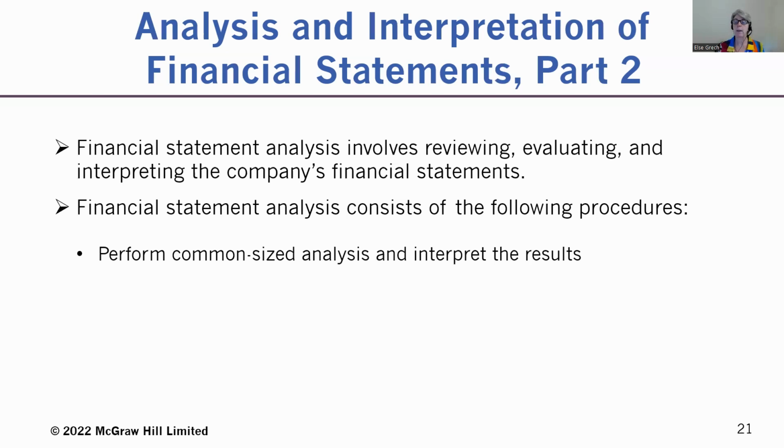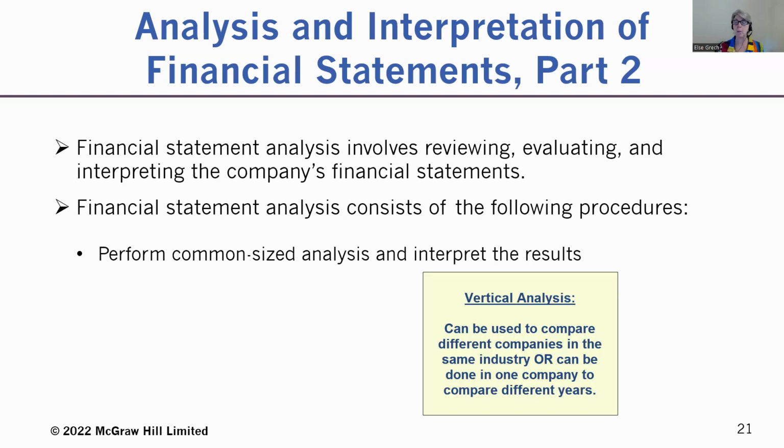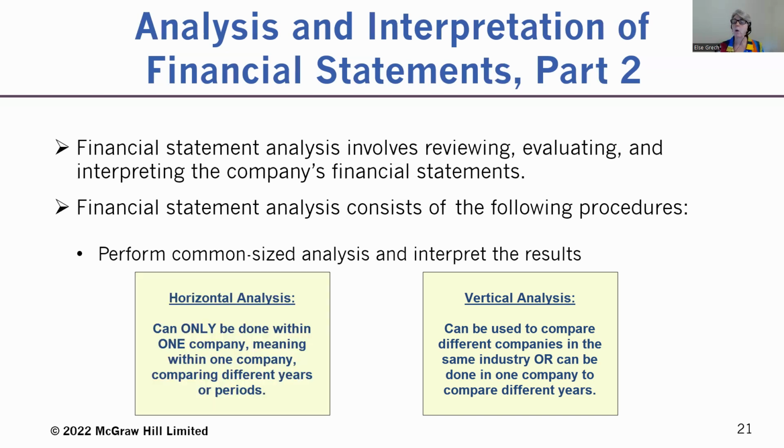So keep in mind that vertical analysis can be compared between corporations. So we can do a vertical analysis on one corporation and on a different corporation, and we can compare the percentages as long as they're in the same industry. Horizontal analysis can only be done within the same company. So we'll take 5 years of financial statements and we'll do horizontal analysis for all 5 years. And that will show me the trend over time.